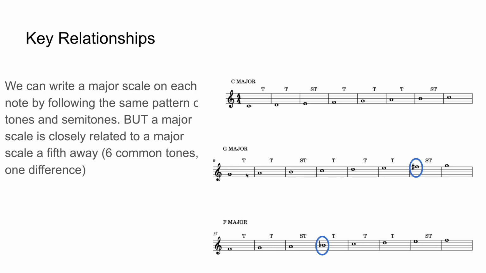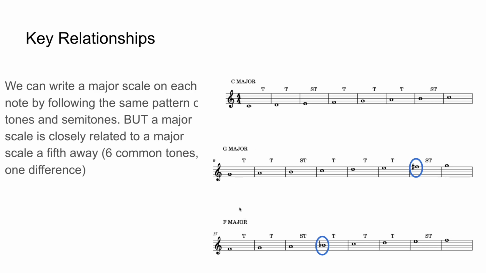has essentially the same notes as C major, apart from one. G major has an F sharp in it, whereas C major has this F natural. But the rest of the notes are the same. There's a G here, a G there, an A there, an A there, a B there, a B there, a C there, a C there, and so on and so forth. So C major and G major are very closely related.